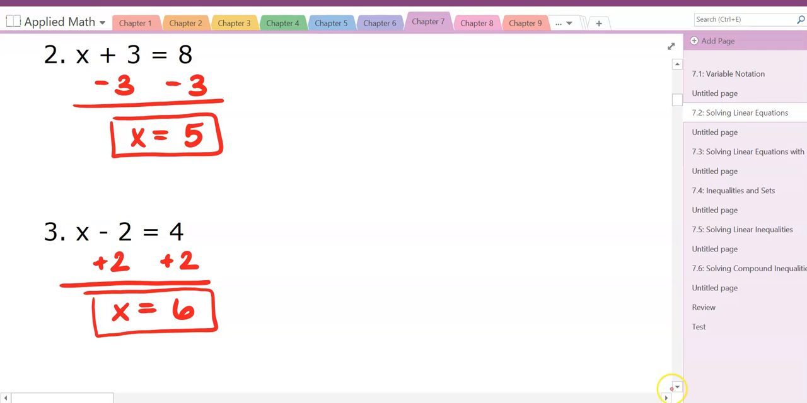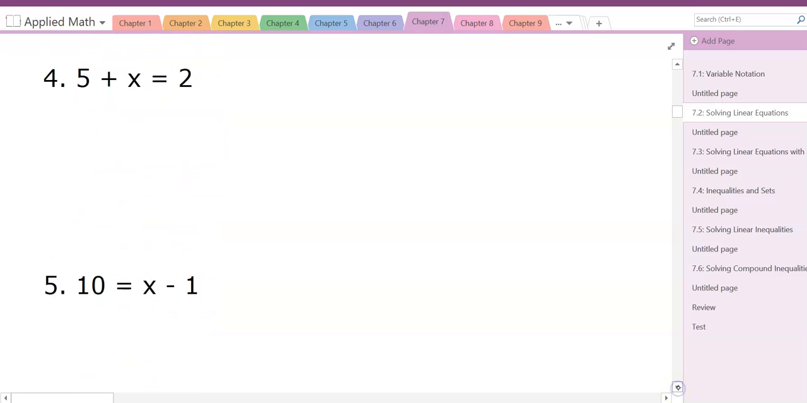Okay, I want you guys to take a second, look at numbers 4 and 5 there on that first page, and solve them.